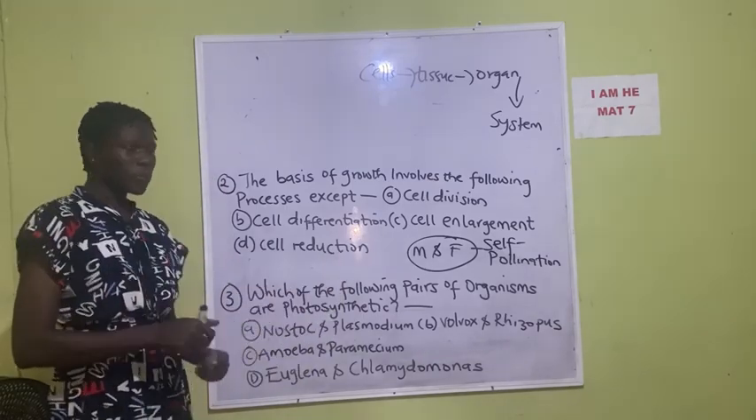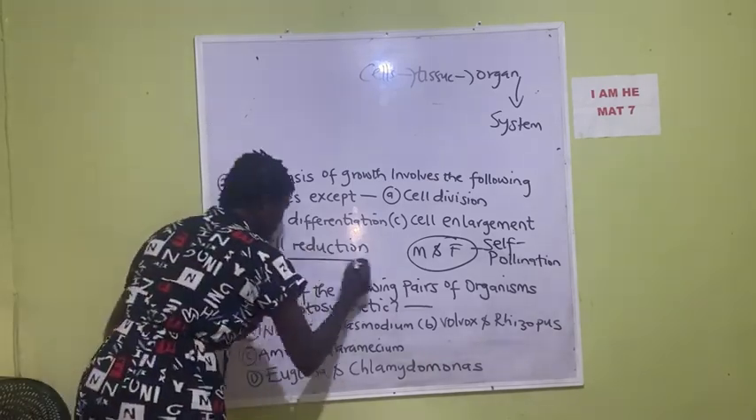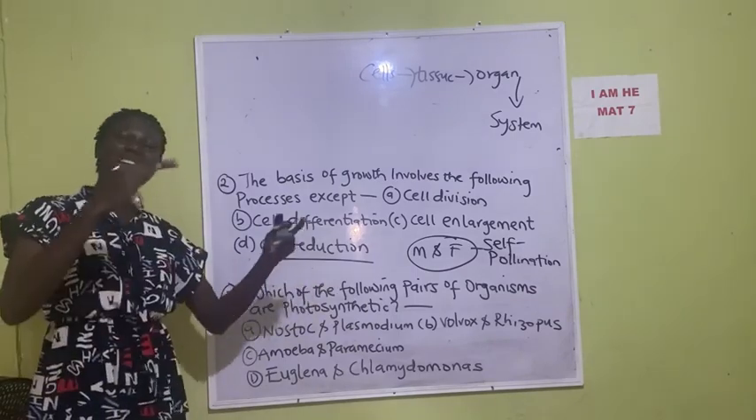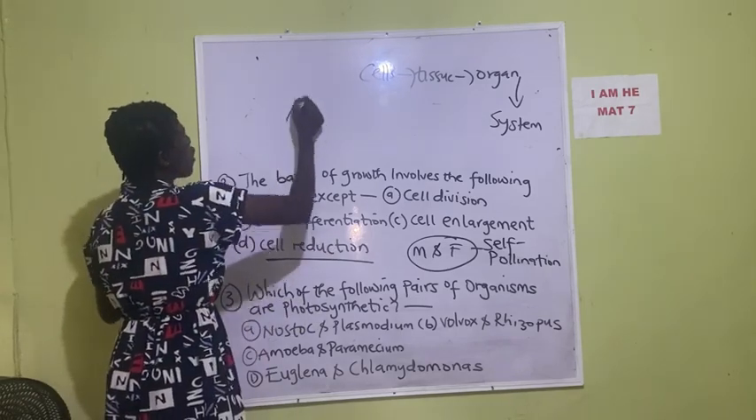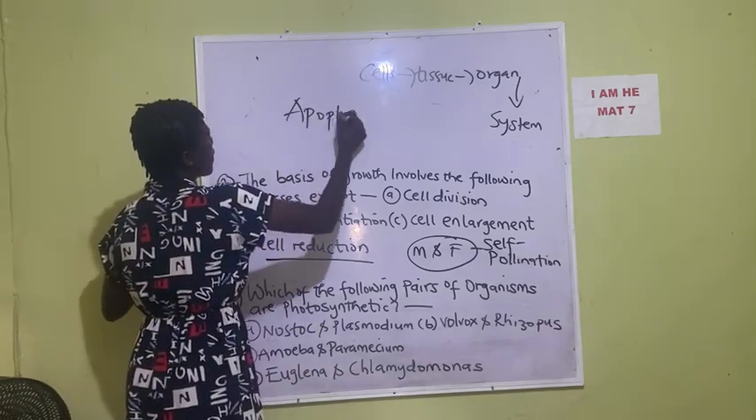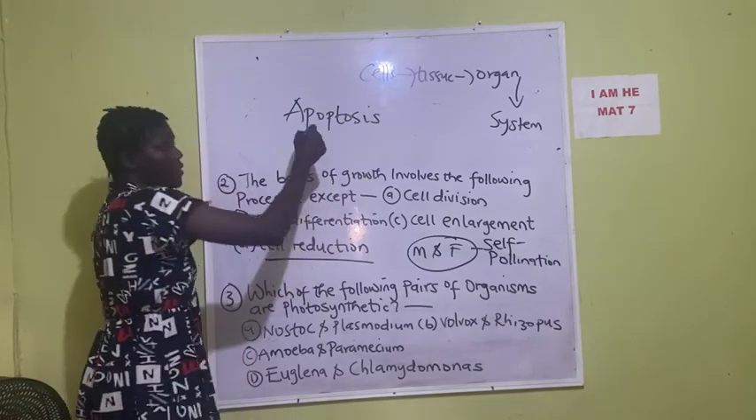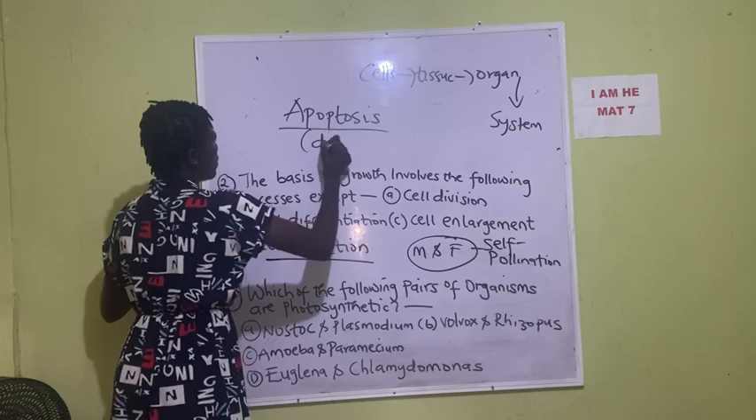Now this says cell reduction. The word itself speaks for itself. Cell reduction, that's a decrease. Now this can lead to what? The death of the cell. That is what we call apoptosis. Apoptosis simply means death of cell.